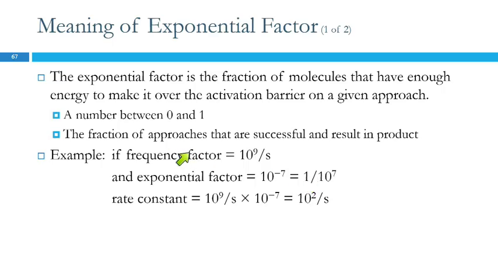So the frequency factor and the exponential factor get multiplied together to give us the rate constant. That would give us a rate constant of 10^2 per second, or 100 per second. So a high frequency factor is going to make the rate go faster, and a high exponential factor is also going to make the rate go faster. And again, that exponential factor has to be between 0 and 1. Any questions?